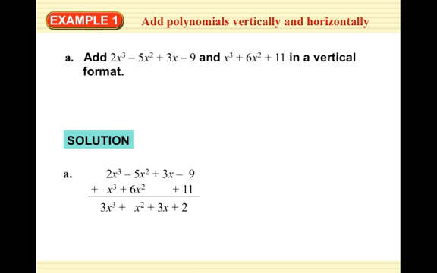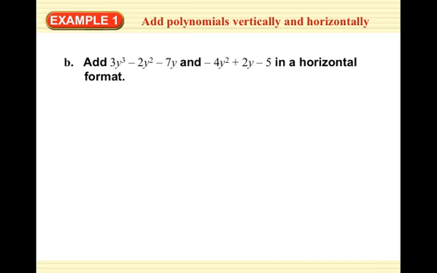I write the x cubed term right underneath the 2x cubed, and then plus 6x squared right underneath the negative 5x squared. I don't have a linear term, an x term, so I skip some space, and then I put the plus 11 right underneath the minus 9. And then I just add up vertically. 2x cubed plus x cubed is 3x cubed. Negative 5x squared plus 6x squared is x squared. 3x plus nothing is 3x. And negative 9 plus 11 is plus 2. And boom, you're done. Your answer's right there on the bottom.